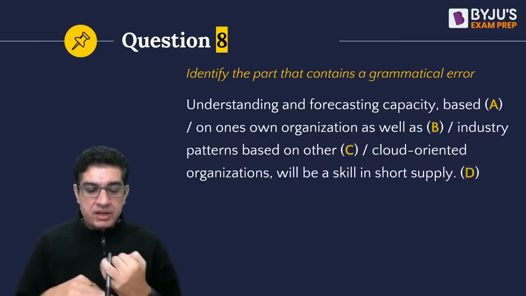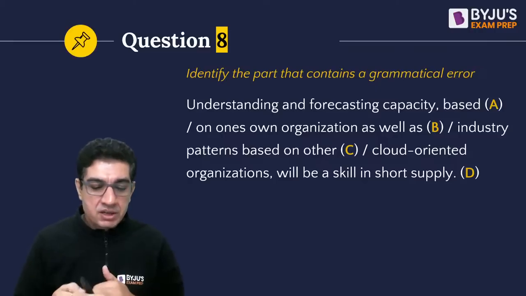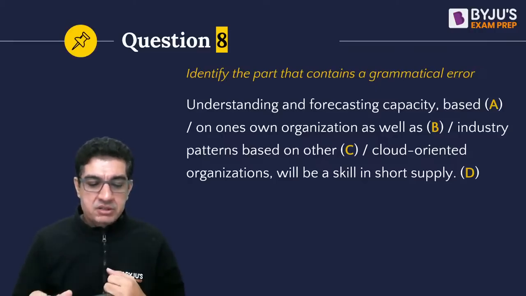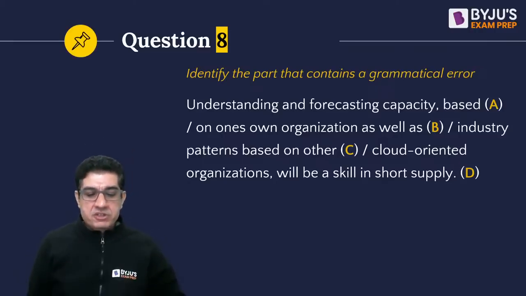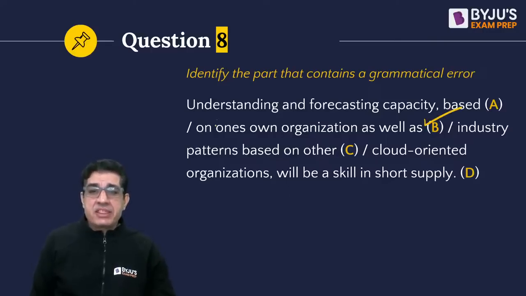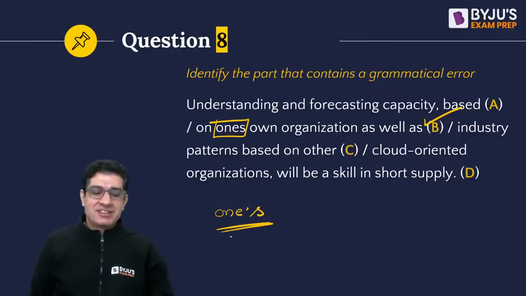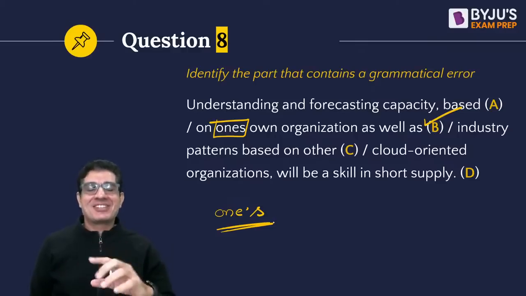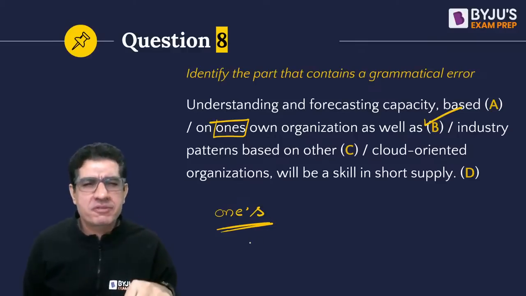Okay, so I see one answer, two, three. So Abhirami, Sahil, Suchanda, Prakriti, Atashi, the first five. Absolutely right, guys. The correct answer is B. And what is wrong here? You need the possessive case of one. So that should be one's own organization. So you needed a possessive case. So it had to be one apostrophe s.